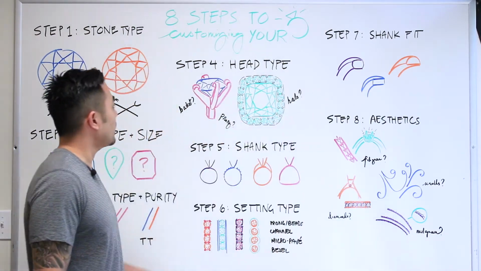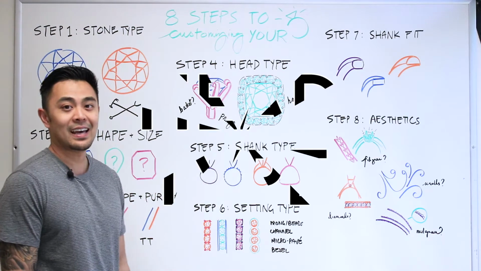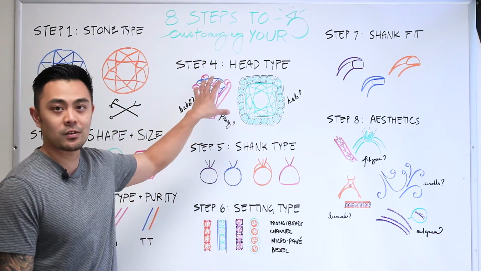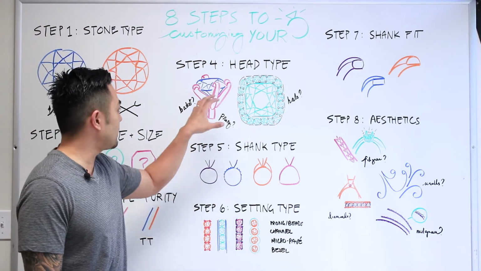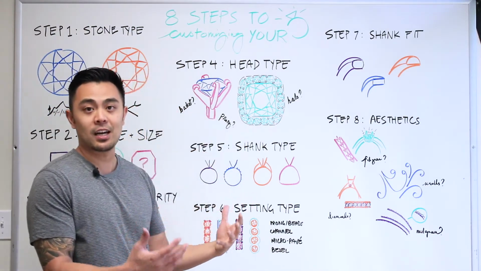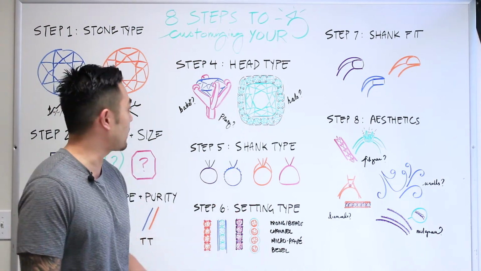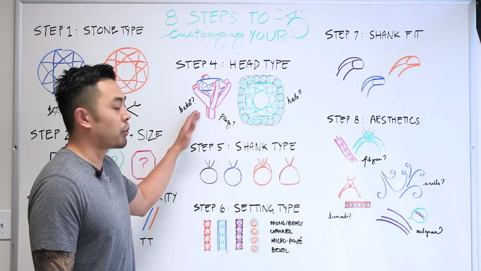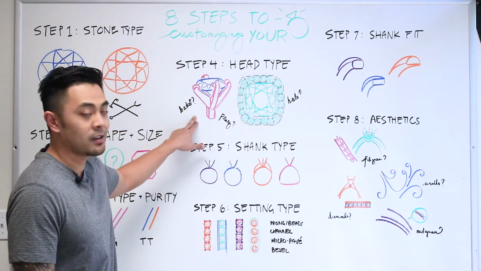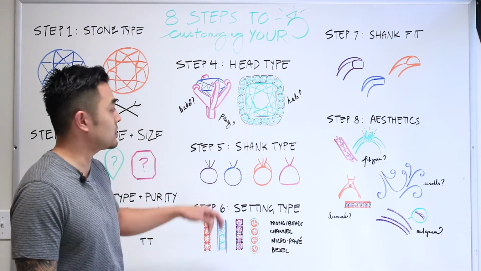Now, step number 4 is the head type. What is the head type? The head type is anything above the shank or the band. So typically the head that holds the center stone is the head type, and there's so many varieties, okay? There's a standard prong set, which can be a 4-prong, such as this picture here. It can be 6 prongs, 8 prongs.